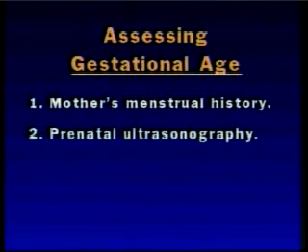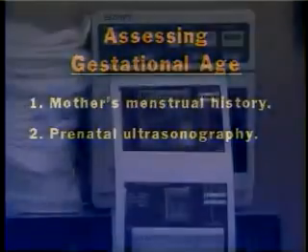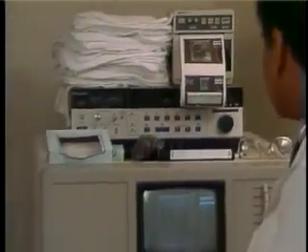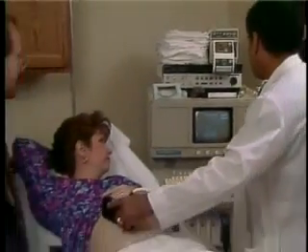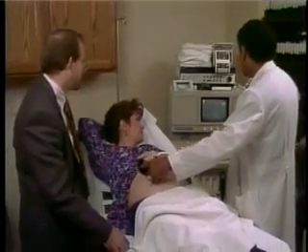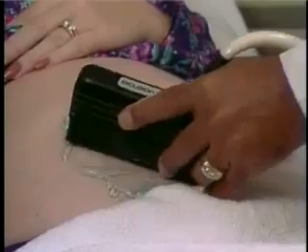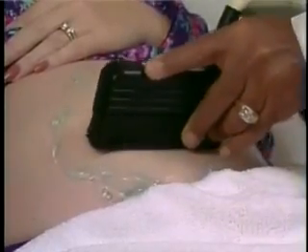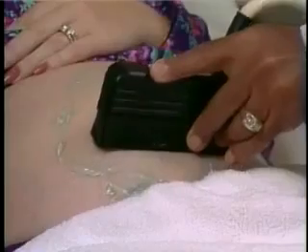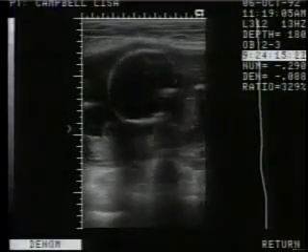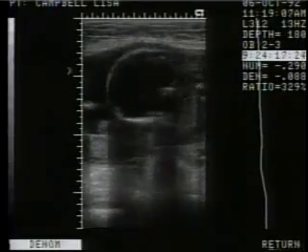The second method is prenatal ultrasonography. The prenatal ultrasound examination is one indirect method of assessing the gestational age of the fetus. Based upon fetal body part measurements, it relies upon normally timed and proportioned fetal growth rates. When performed early in gestation, fetal ultrasound is a highly accurate method of assessing gestational age.